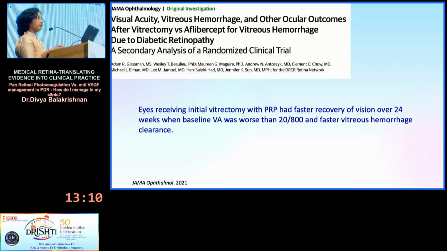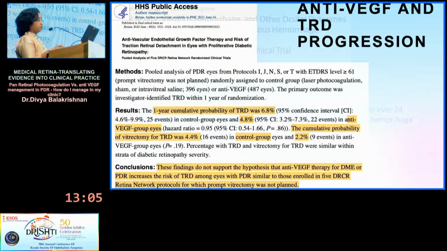So this showed that those patients with a poor visual acuity, if you take them up for early vitrectomy, they had a better visual outcome. Now, as I mentioned earlier, whether there is a risk of progression of tractional retinal detachment after you give anti-VEGF, which is a scare for many of us.